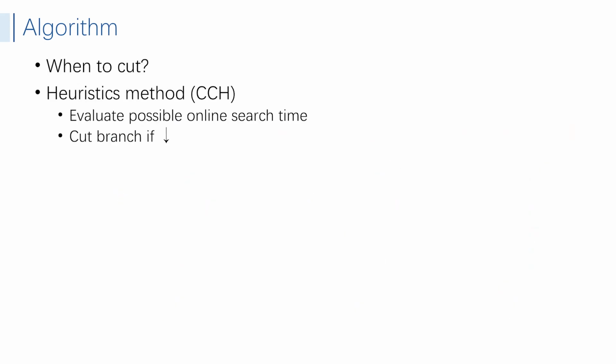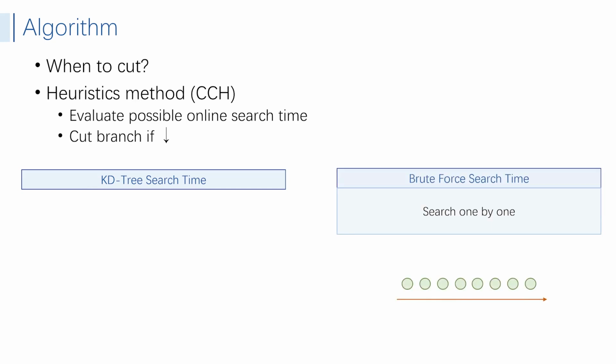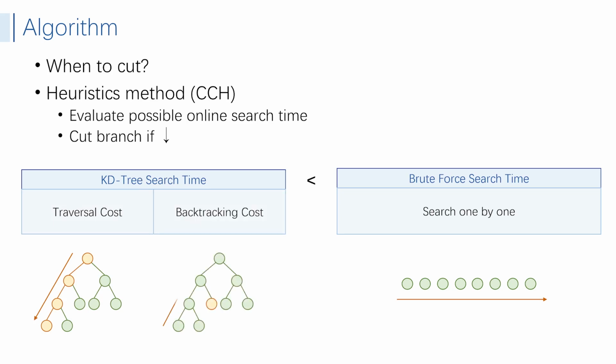So, how do we identify an inefficient splitting? Here, we use a heuristic method, CCH. Like SAH, first we evaluate the potential search cost, then compare it with brute force. If the evaluated search time is higher than brute force search, then we discard the splitting and stop further dividing. To evaluate the search time, we calculate the traversal cost and the backtracking cost.